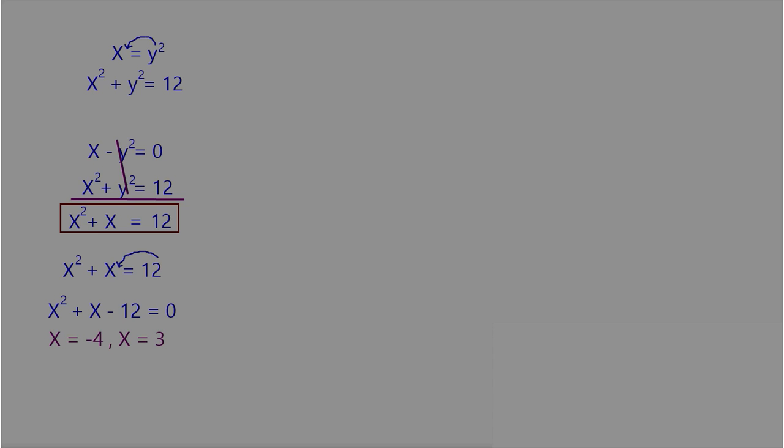To now find the y values, we want to substitute the values for x in the simpler equation, which is equation 1. Because we have x equals minus 4, we want to exclude that because a negative number doesn't have any real solution. So we move on to use the next solution for x, which is a positive 3. 3 is equal to y squared.